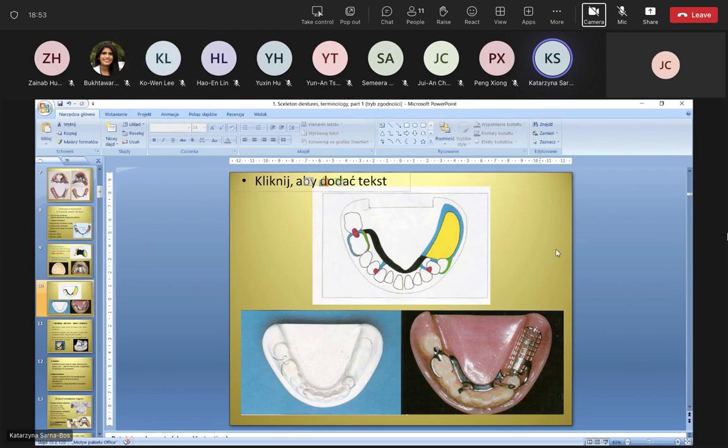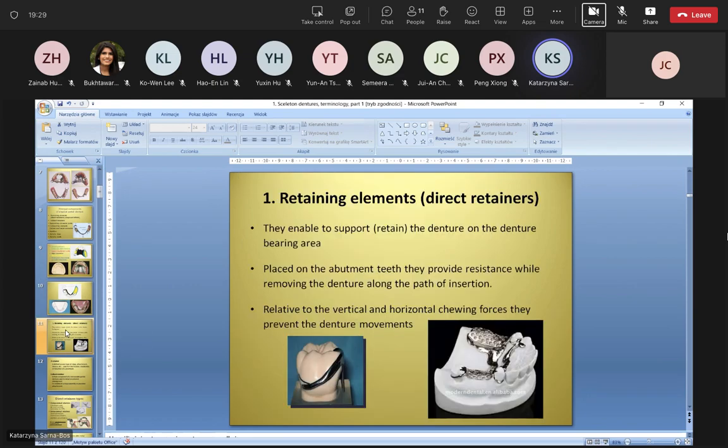Yes. This is the lower denture, and you see the same. The green one, retention elements, the red one, supporting elements, the black one, connecting elements, the yellow one, saddle, and the blue one, bracing elements, which provide the stabilization of the denture. Next slide. Let's start to talk about the retaining elements first.